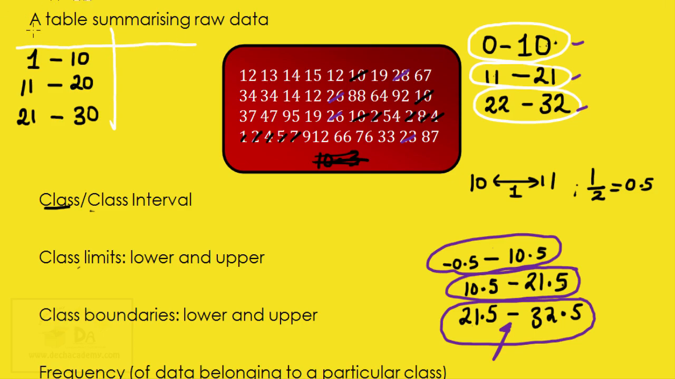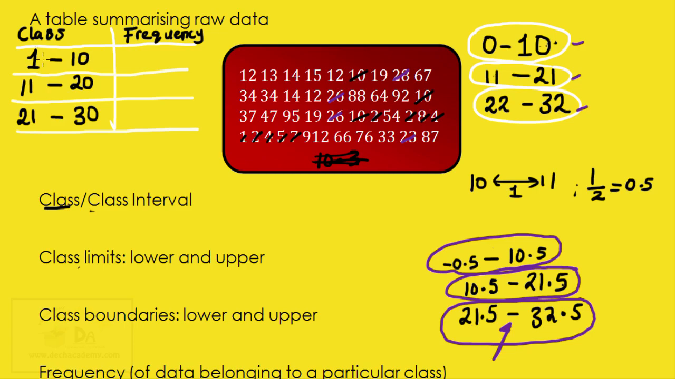The first column has the classes or the class intervals of the classes, so I'll just write class for this column. And this column has the frequencies. I'll write the full form, frequency. This table will have 4 rows.